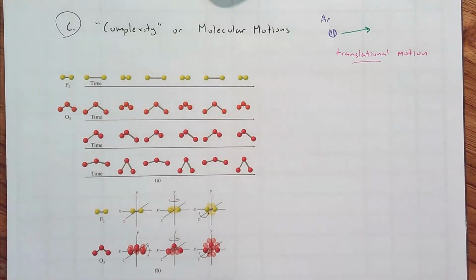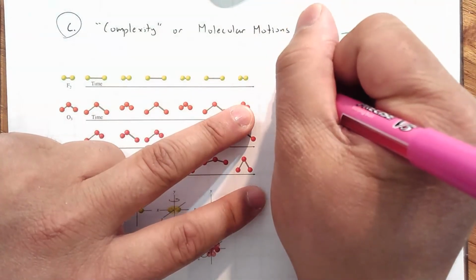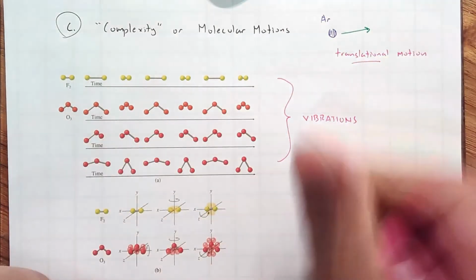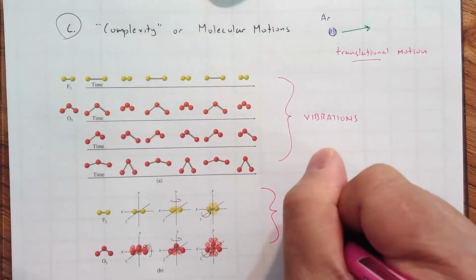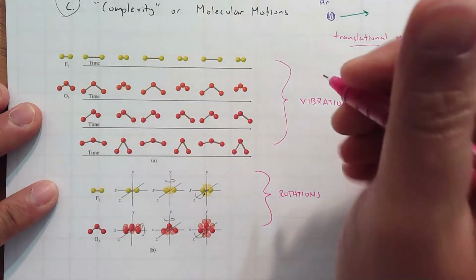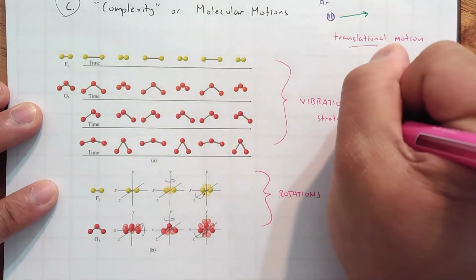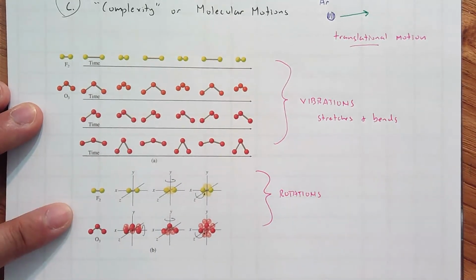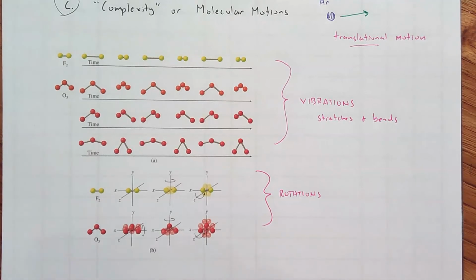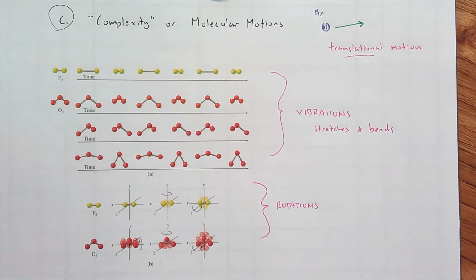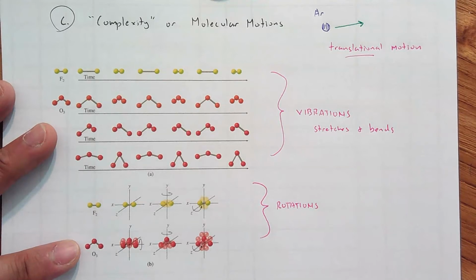vibrations and rotations. So these are examples of vibrations. And these are rotations. Okay. And there are different types of vibrations. Some are called stretches, and some are called bends. We'll see those specifically in just a bit. And there are specific types of rotations, mainly around the x, y, and z axes. This is what I mean by complexity. Which molecules have more vibrations? Which molecules have more different rotations?